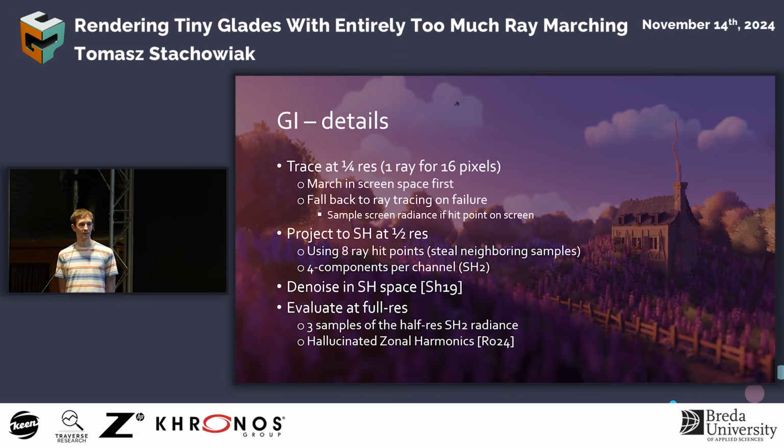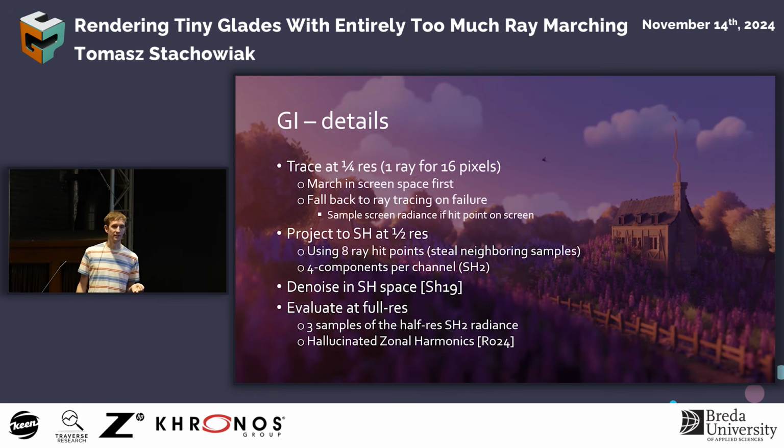Then once we have calculated that quarter resolution ray trace data, we project it to spherical harmonics, the SH2, so the 4-component per channel version of it. And then we do that in a spatial filter, which uses 8 of the quarter resolution trace outputs, which already pre-filters some of the data and reconstructs it at a higher resolution already.